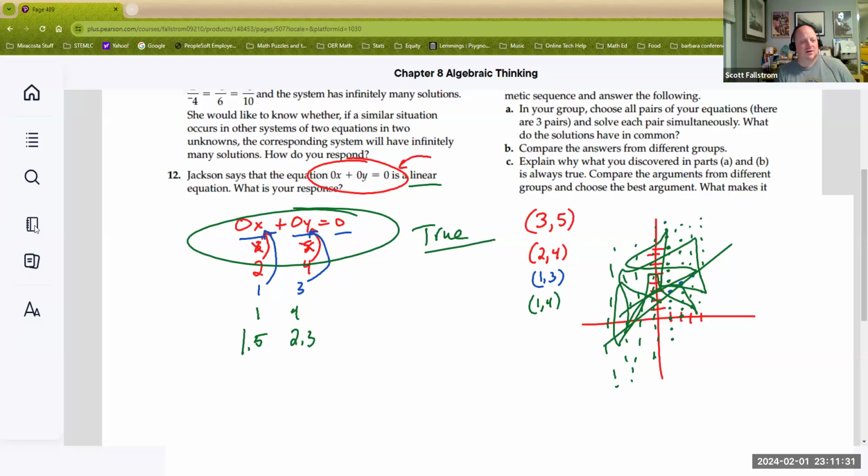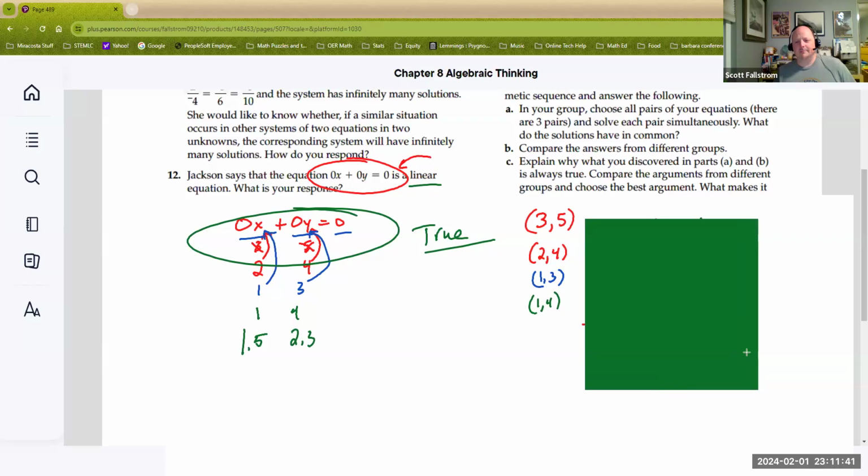So I'm going to shade all of the solutions here. I think you're going to like this one. Okay, are you ready? I'm going to shade them all in green. And here they are. Every single point on the coordinate plane is a solution to that equation.